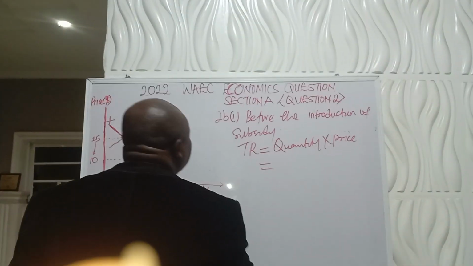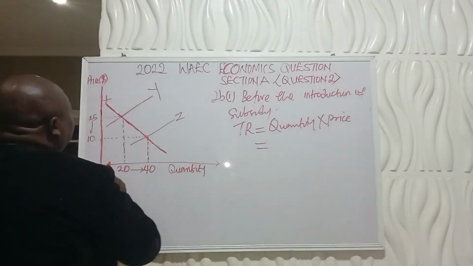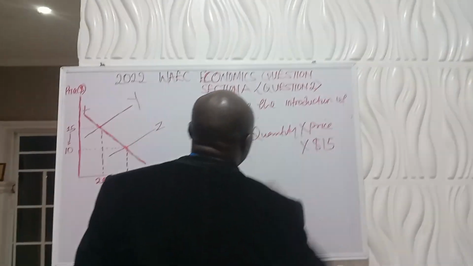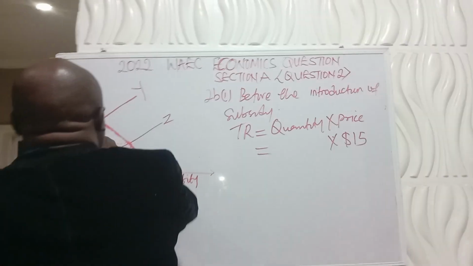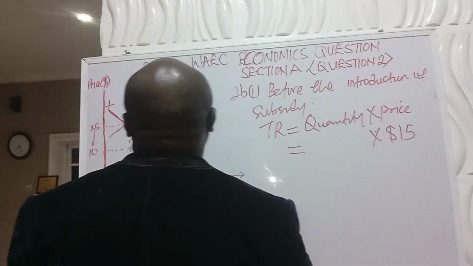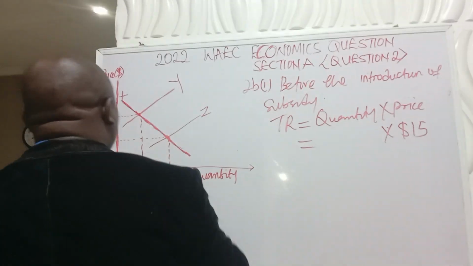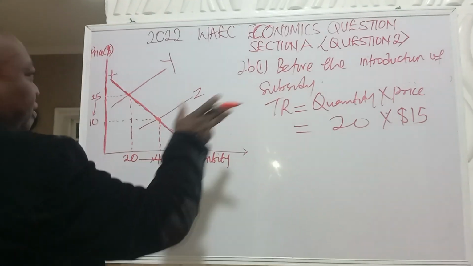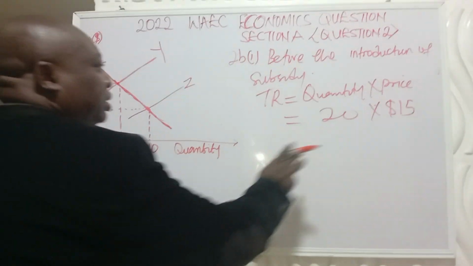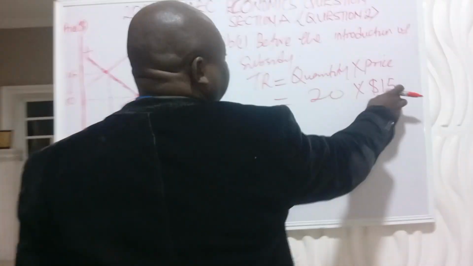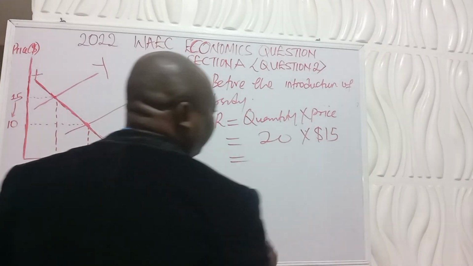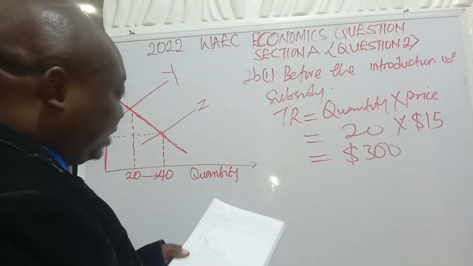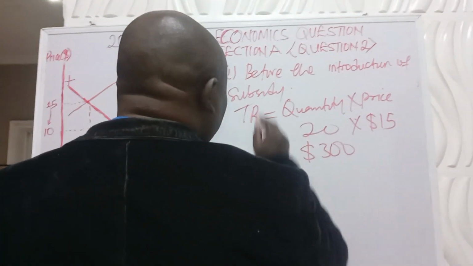So in this case, before the introduction of subsidy, the price was how much? $15. Quantity demanded, or quantity supplied rather, was 20. Although the question did not say supply or demand, let us say the quantity was 20 at this price. So multiply the two together, what will it give you? $300. So that is 2B Roman figure 1.